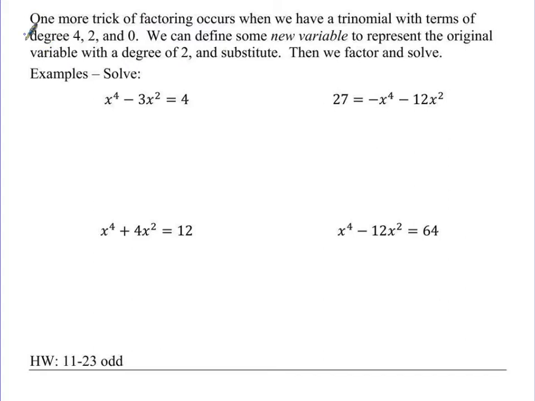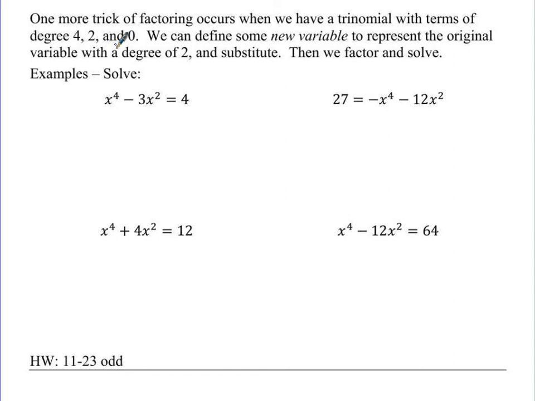For now, you need to know that if I'm dealing with a trinomial, so it has to be a trinomial, and it has to have degrees 4, 2, and 0 on the 3 terms. If that's the case, then what I can do is this process that I'm about to show you here. You can define some new variable to represent the original variable with a degree of 2. And typically we use the letter u. So for this problem, notice that we have x to the 4th, x squared, and then a degree of 0 on this term. That means I can use this process here.